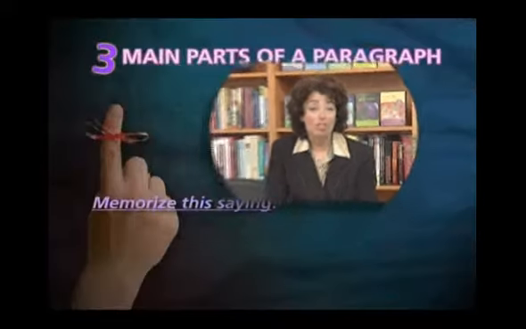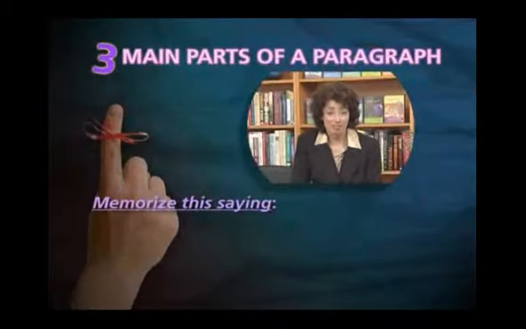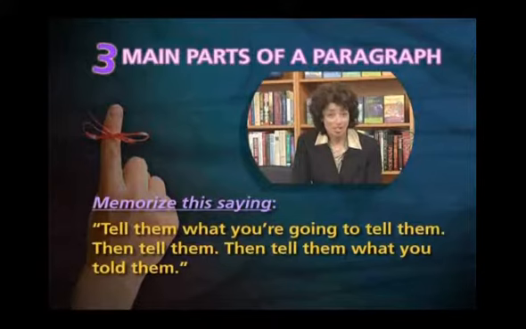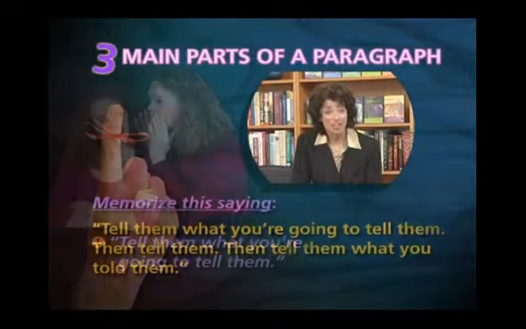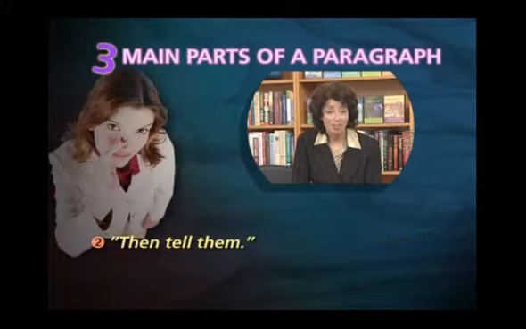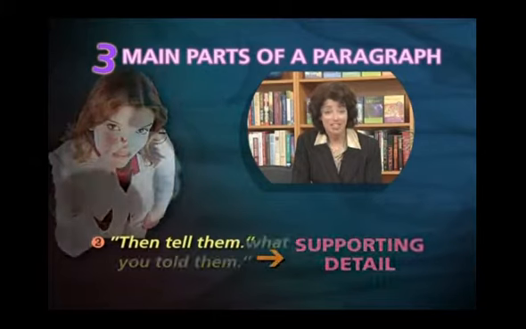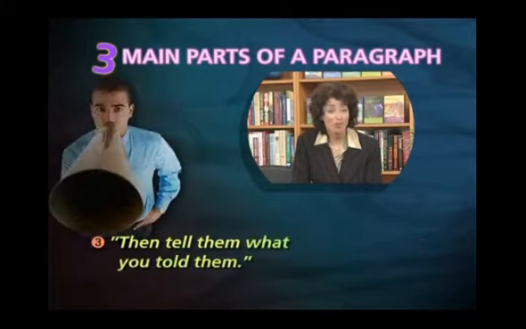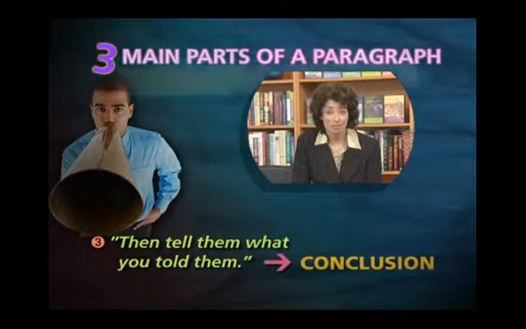Another way to remember the 3 main parts of a paragraph is to memorize this old saying. Tell them what you're going to tell them, then tell them what you told them. The first part, tell them what you're going to tell them, is your topic sentence. Then tell them is all of your supporting detail. And then tell them what you told them is your conclusion.